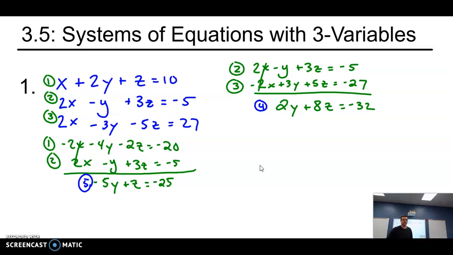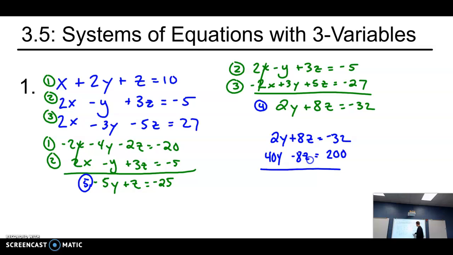So let's take a look at our letters, right? We have 2y and we have -5y. That might get kind of messy. So I'm going to multiply my 5th equation by -8 so the z's will cancel. So we have 2y plus 8z equals -32. And now I'm going to multiply everything in number 5 by -8. So we have 40y minus 8z equals 200. The z's will go away. 42y equals 168. So y equals 4. So you do all that work to get y equals 4.